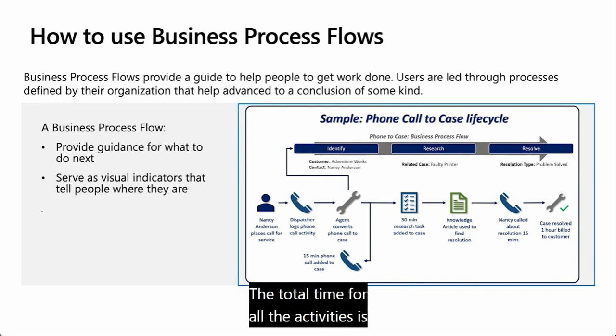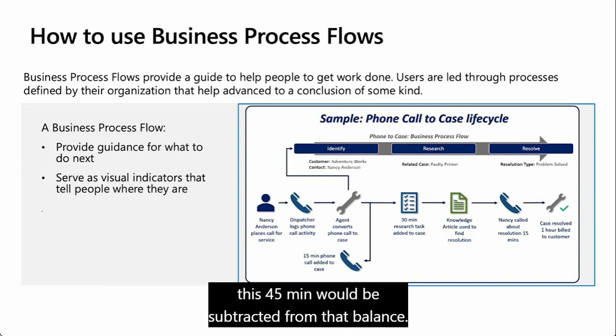The total time for all the activities is rolled up to reflect how much time was spent on the issue, which adds up to about 45 minutes in this case. If Adventure Works has an entitlement of 10 hours of customer support per month, this 45 minutes would be subtracted from that balance.